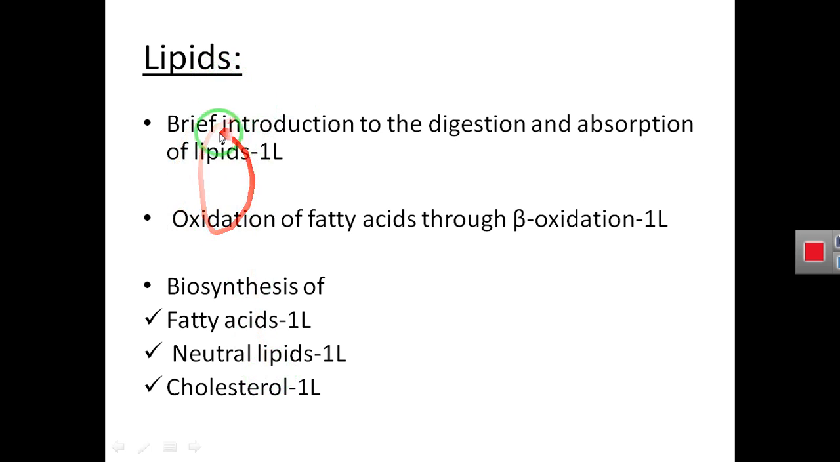and then we will be moving towards the metabolism of lipids. In the very first part, we will be studying the introduction to the digestion and absorption of lipids. We will complete it in one lecture, and then we will study the oxidation of fatty acid through beta oxidation. I will complete it in one lecture, and then in the rest I will complete biosynthesis of fatty acid, natural lipids, and cholesterol in 3 lectures. Means biosynthesis of fatty acid in one lecture, natural lipids in one lecture, and cholesterol in one lecture.